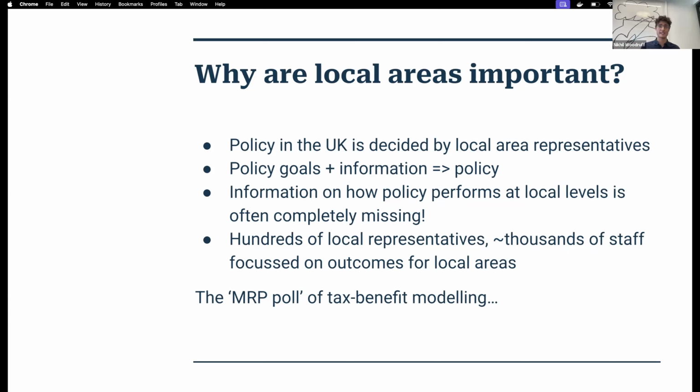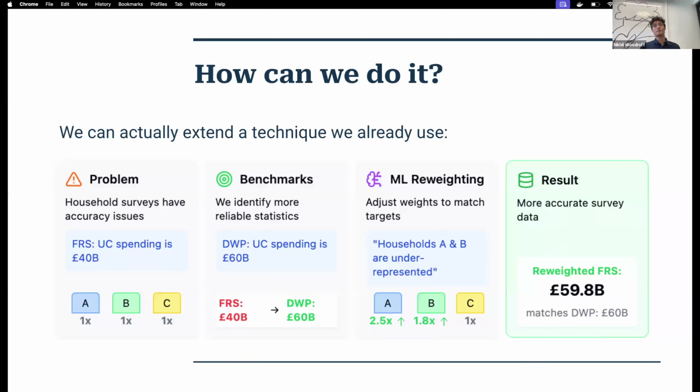You've got hundreds of local representatives and thousands of staff focused on advocating for or analysing local area outcomes. An equivalent to this kind of method is the MRP poll method. We've all seen MRP polls take over the political analysis scene over the past decade, but we haven't really seen that same thing happen in the tax benefit analysis sphere. I think the usefulness of this speaks for itself.